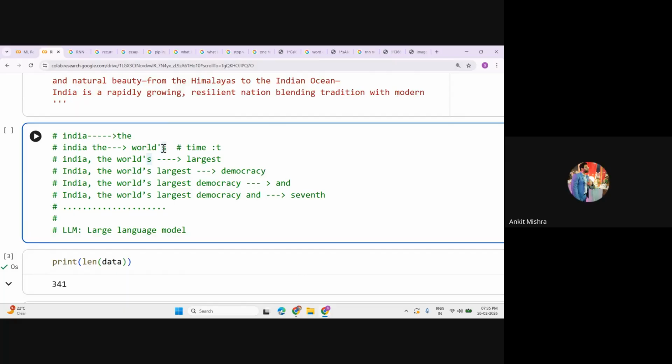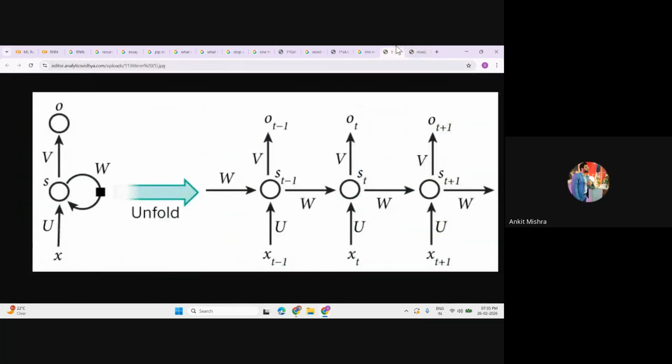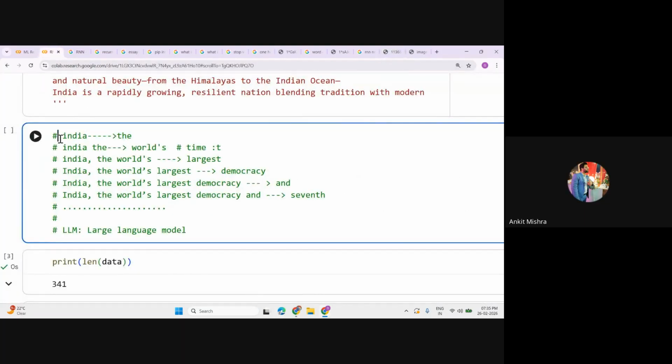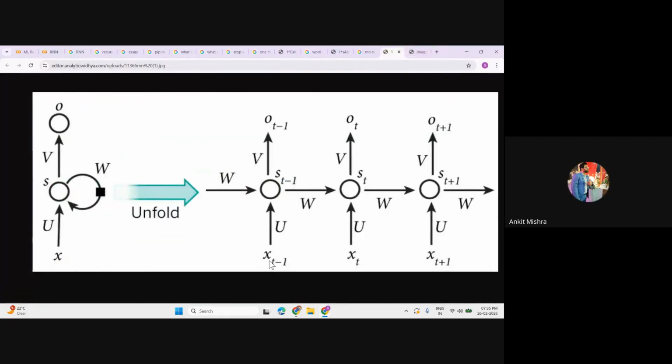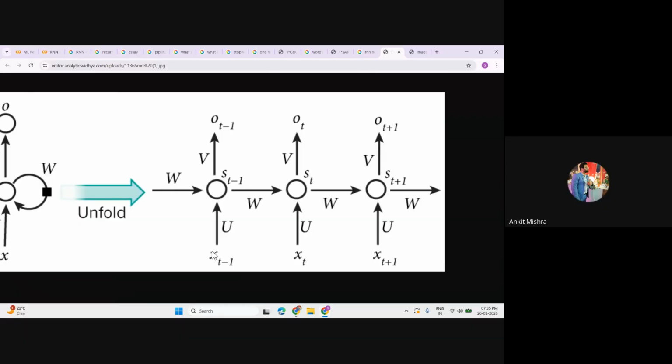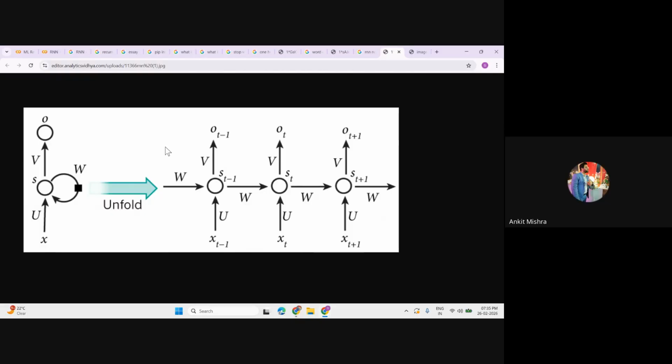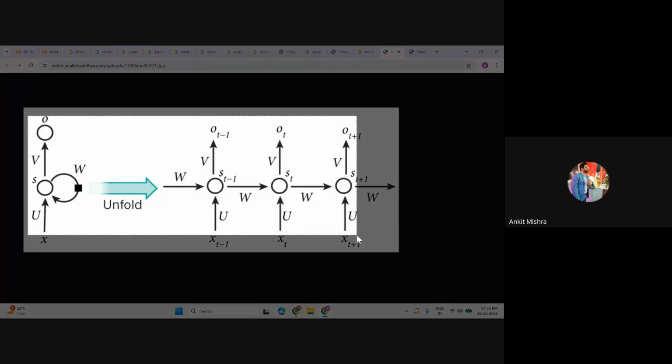Now, if this is my time t, what about this one? This is for the time t minus 1. That is the reason we are saying that whenever we are getting any sort of data, it was completely based upon the time t minus one. At time t minus one, we were feeding India as the input, and we were getting the output at time t minus one. You can just check here. I will feed India, I'll get the output as the. Let me just take a screenshot of this. Okay, then you can probably understand.